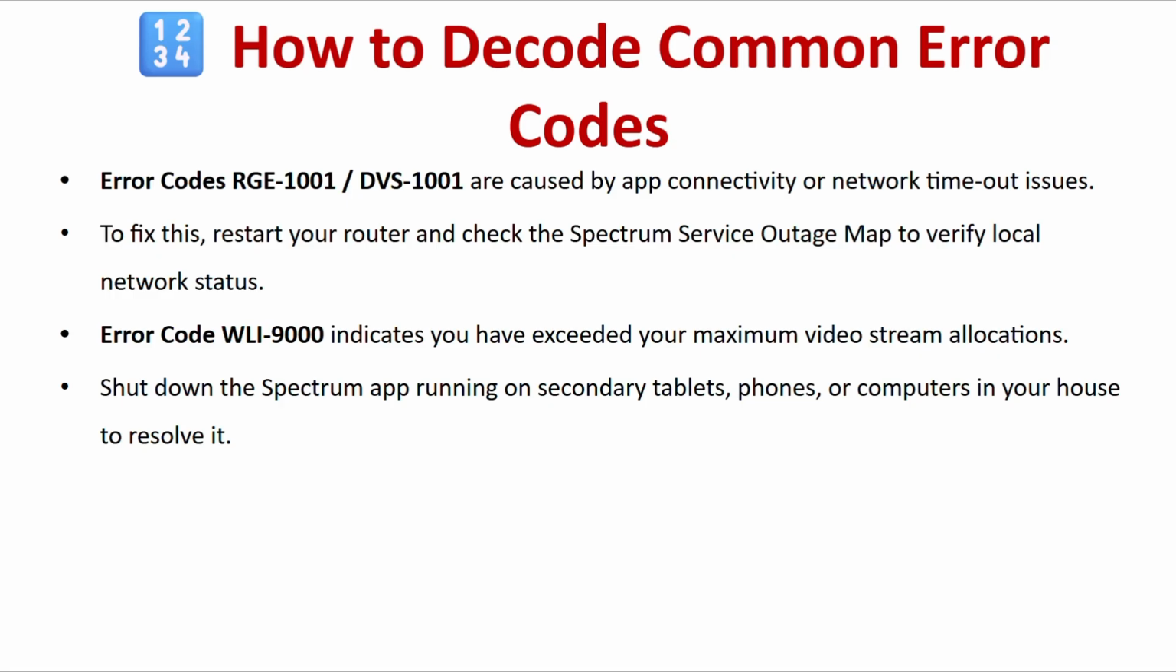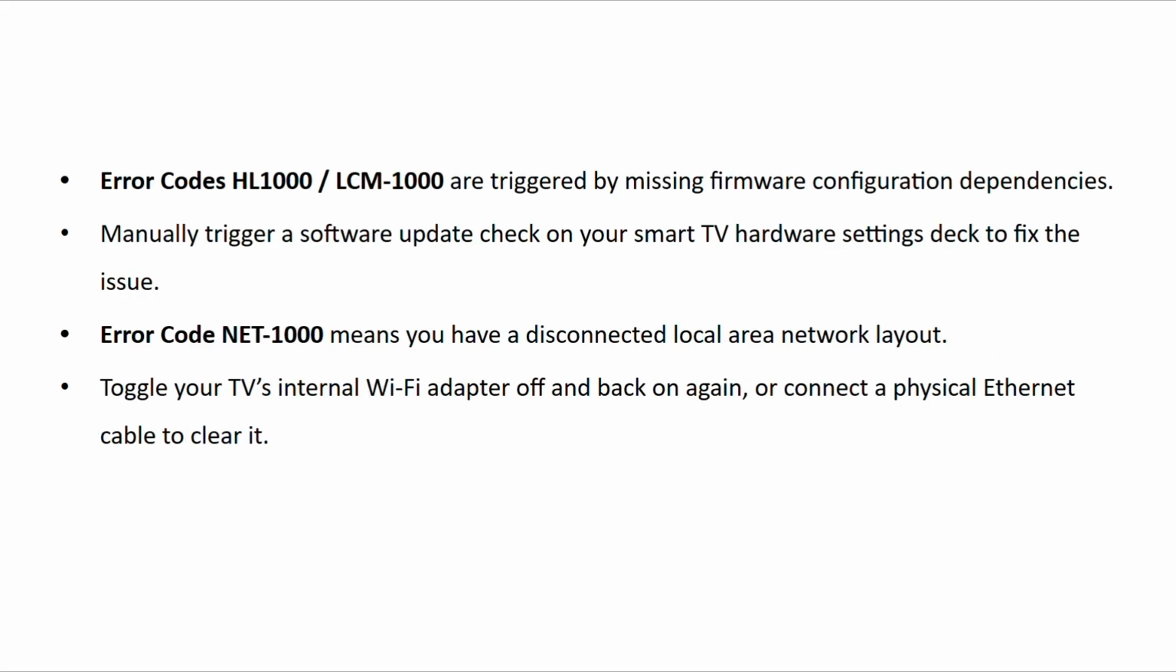Error code WLI 9000 indicates you have exceeded your maximum video stream allocations. So shut down the Spectrum app running on secondary tablets, phones, or computers in your house to resolve it. Error codes HL1000 or LCM1000 are triggered by missing firmware configuration dependencies. Manually trigger a software update check in your smart TV hardware settings to fix the issue. Error code NET1000 means you have a disconnected local area network layout. Toggle your TV's internal Wi-Fi adapter off and back on again, or connect a physical Ethernet cable to clear it.